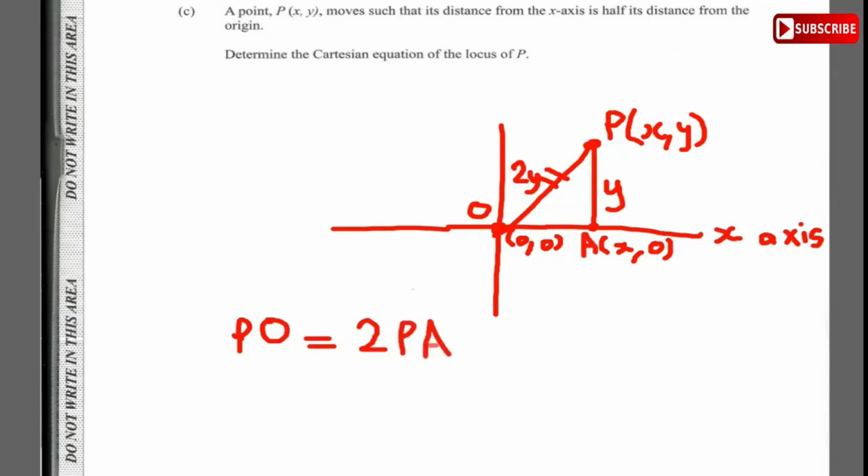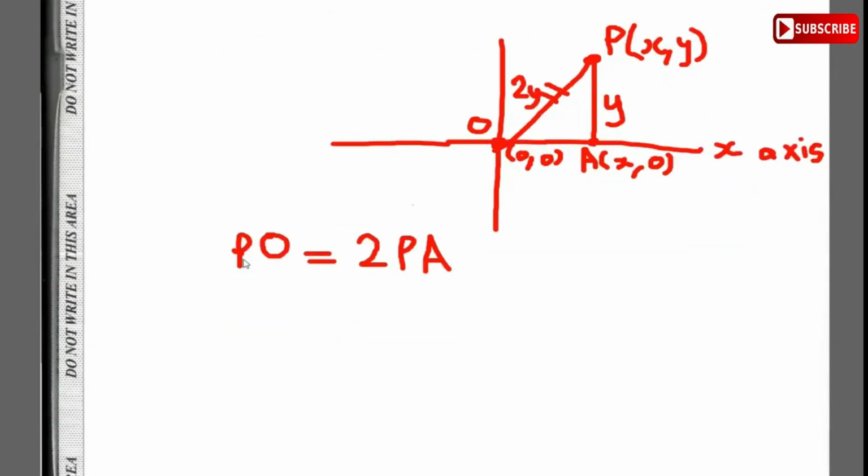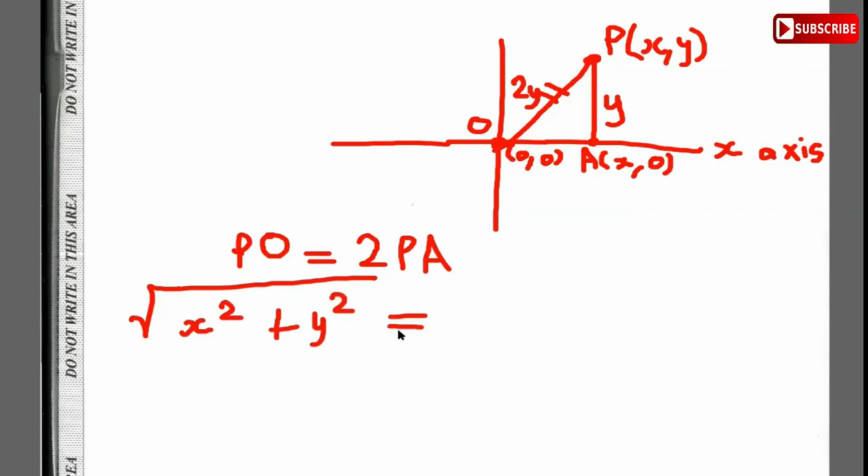Now, in general, the distance PO, this is (x, y) and this is the point (0, 0). So the distance PO is the square root of (x minus 0) squared plus (y minus 0) squared, so it's the square root of x squared plus y squared. That's the distance PO, and it's equal to 2 times the distance PA. Distance PA will be just y.